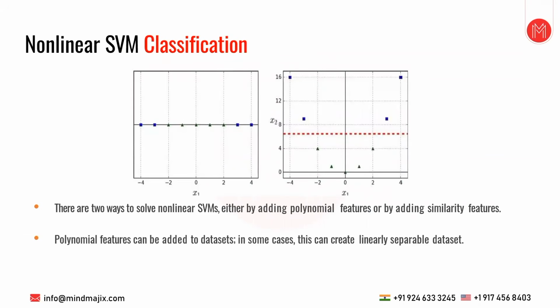That is non-linear support vector machine classification. In some cases, a hyperplane cannot be very efficient. In those cases, the support vector machine uses a kernel trick to transform the input into a higher dimensional space. With this, it becomes easier to segregate the points. We will look at the SVM kernel later, but first we have to discuss some basic things. There are two ways to solve the non-linear support vector machine: either by adding polynomial features or by adding similarity features. Polynomial features can be added to the dataset, and in some cases this can create a linearly separable dataset.